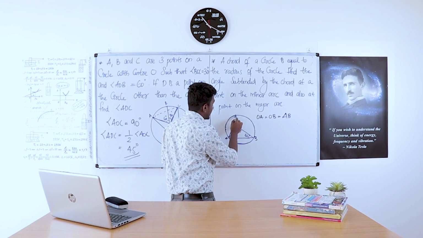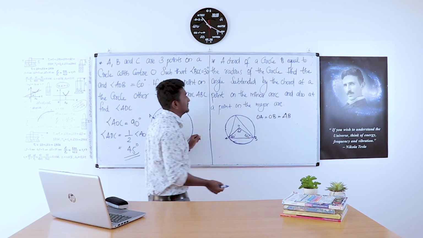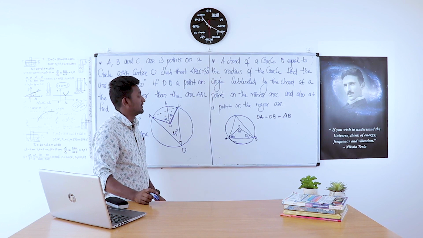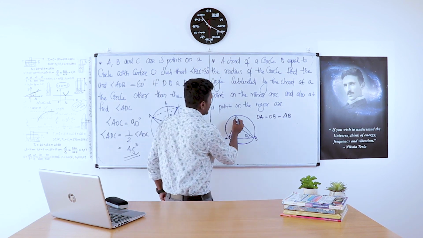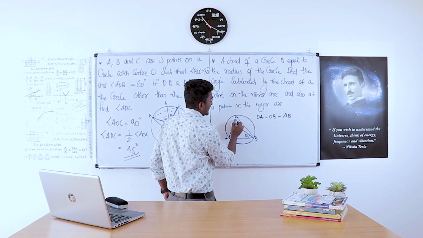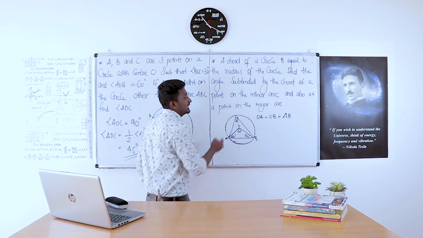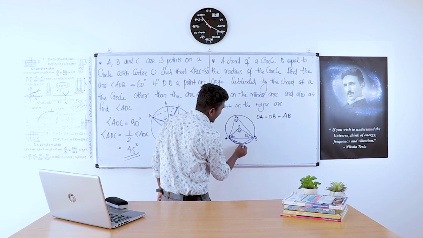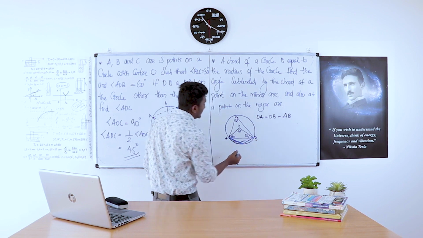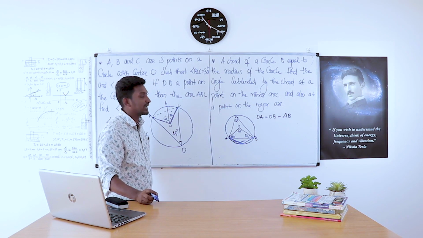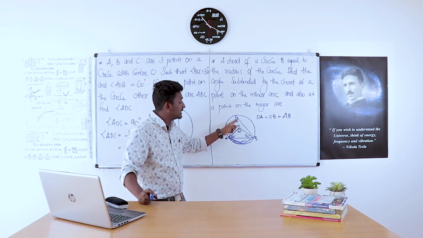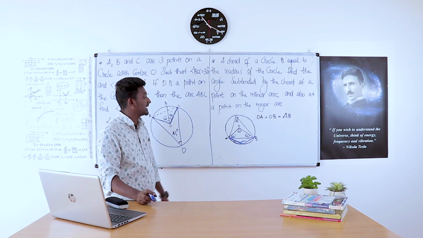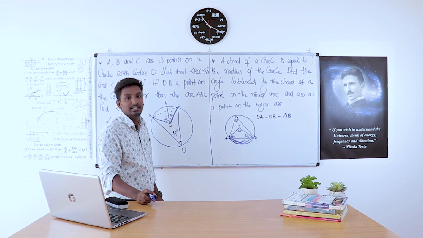So when we consider an angle formed in the major arc, it is half the central angle formed. That is, central angle is 60 degree, therefore it is 30 degree. When we consider an angle on the minor arc, how to find the angle formed on the minor arc? The angle formed on the major arc and angle formed on the minor arc are supplementary. That means when we add these, we get 180 degree.